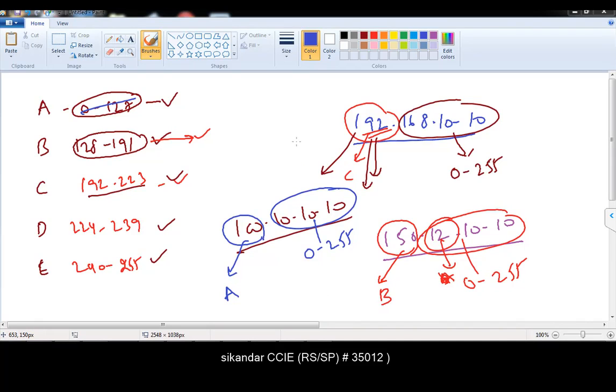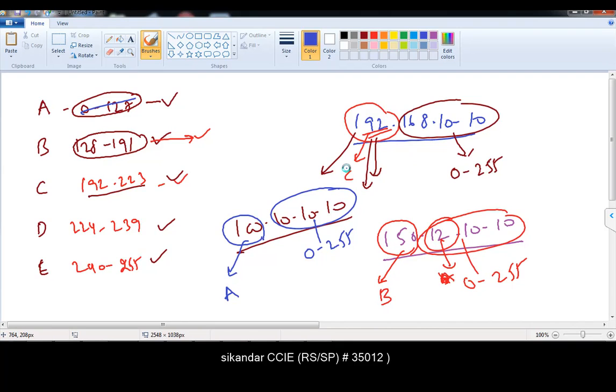So this is the classification. In the previous video, we have seen different classes: A, B, C, D and E, and by seeing the first portion we can identify which class a particular IP address belongs to. Based on that, we can differentiate which address belongs to which class by seeing the first portion of the address.